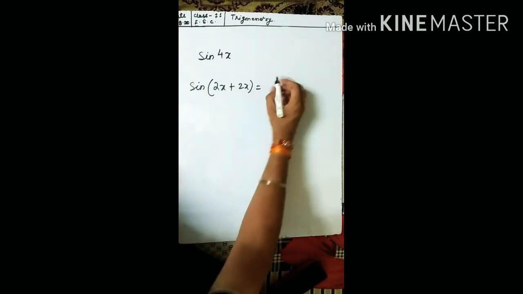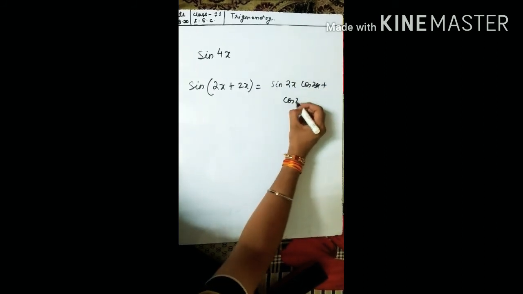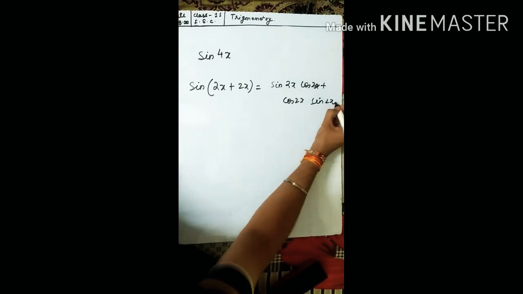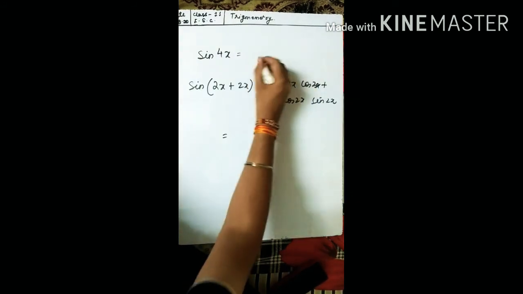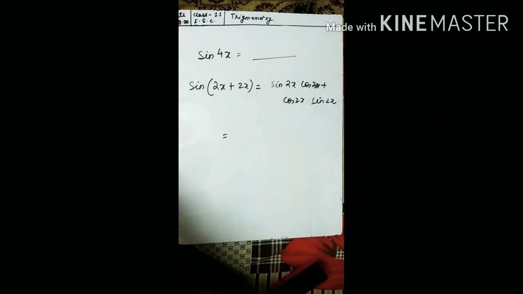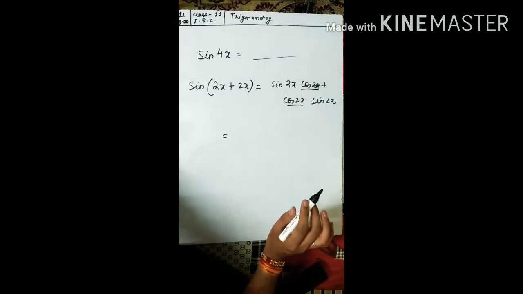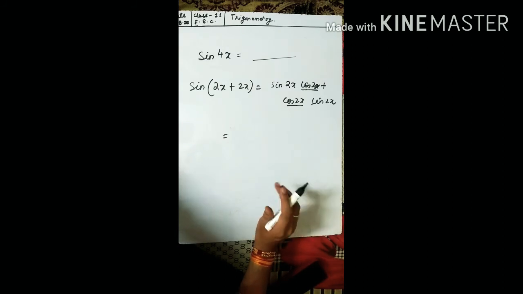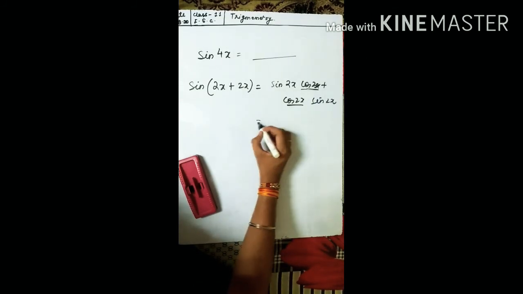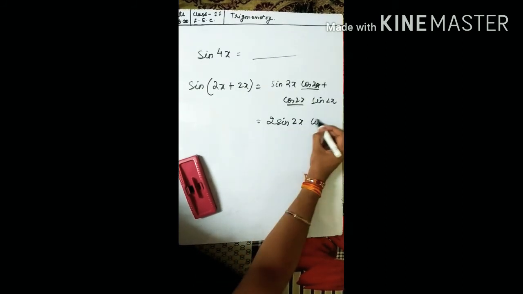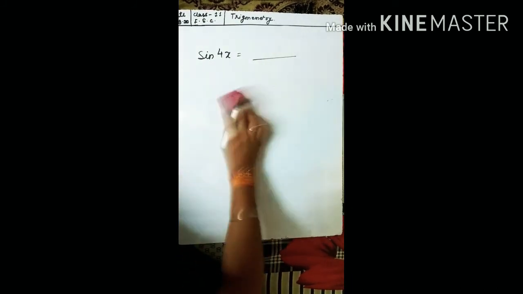What is sine x plus y? This is sine x cos y plus cos x sine y. Now what you want is sine 4x in terms of sine only. So what will be our mindset? Our mindset should be that this cos and this cos should be removed. Or else you can see they two are same, so you can write 2 sine 2x and cos 2x.